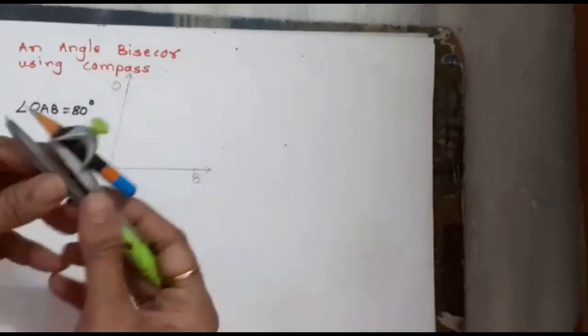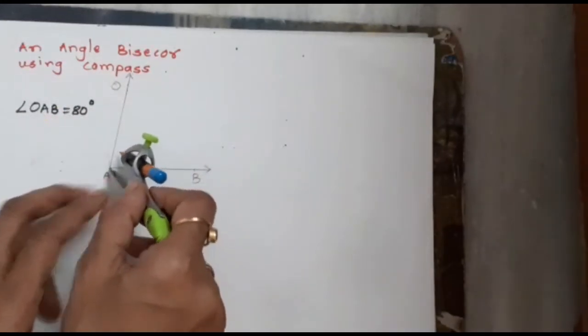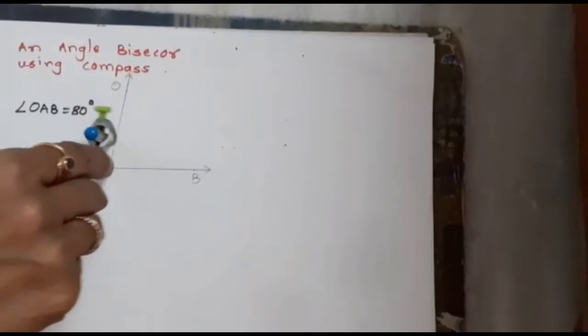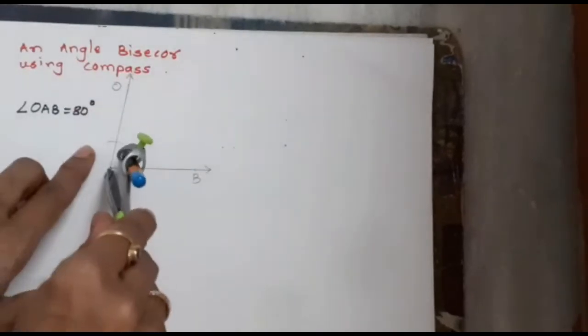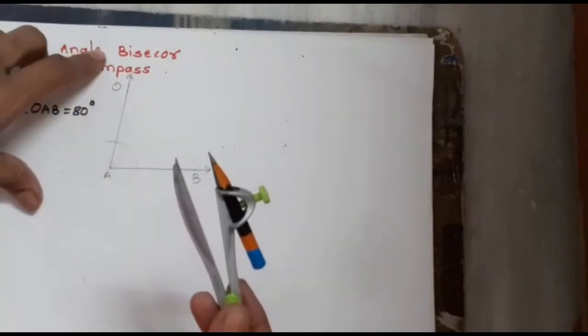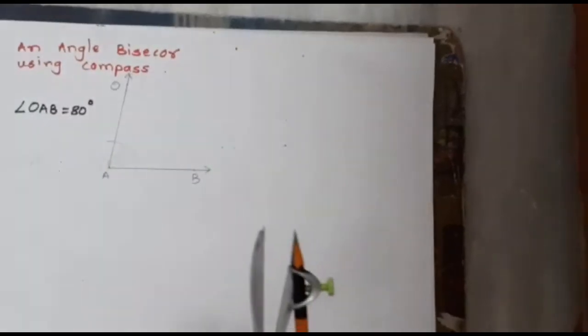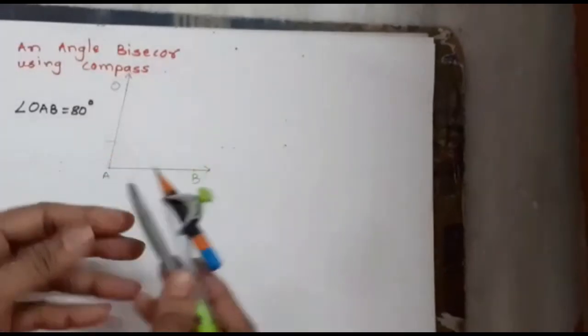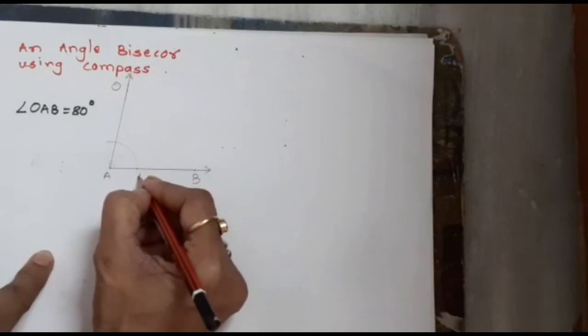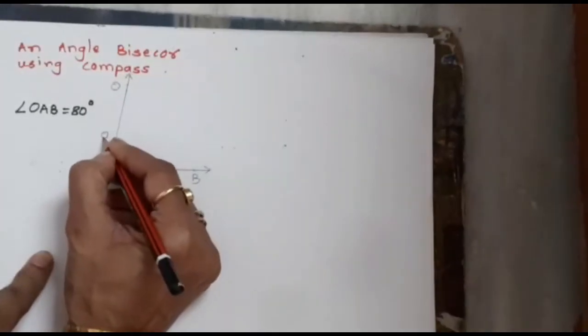Now putting this metal point on the vertex, that is at point A, taking convenient distance in the compass, draw an arc like this. Okay. Now this arc should intersect ray AO and ray AB. Now give this name as P and this as Q.